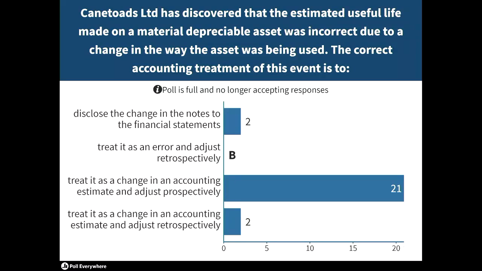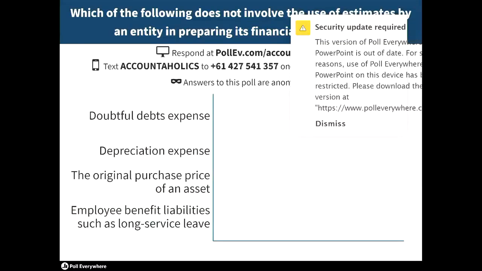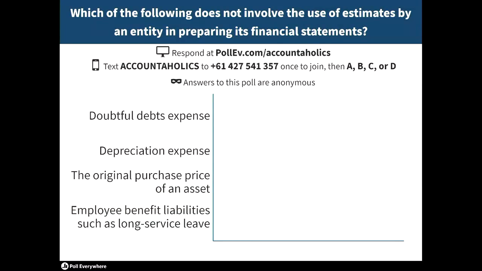So the answer should be C. This is the change in accounting estimates, and we adjust prospectively. We don't need to go back to change previous years because that's based on the estimation. That's not really the error, right? Next.